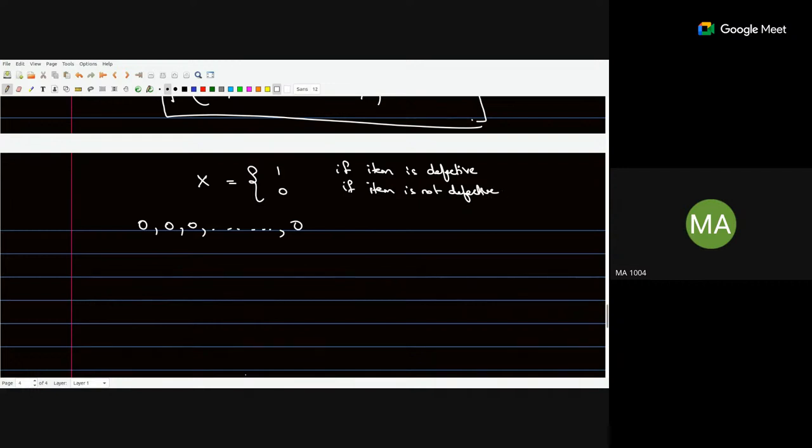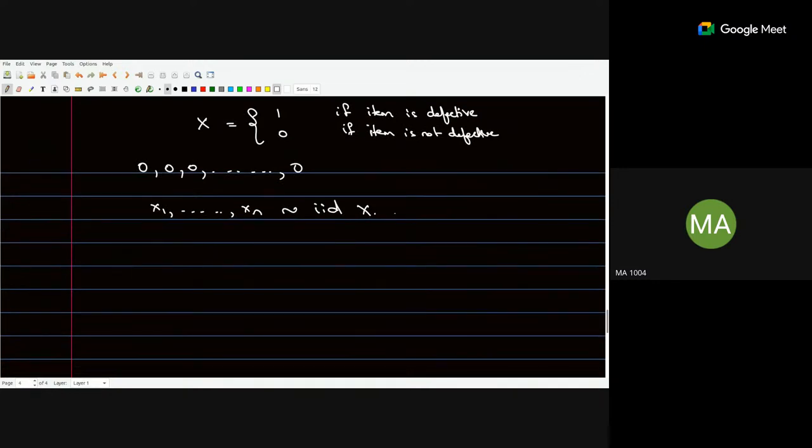so here the observed samples are 0 0 0 0 0. What should I do now? I have x1 to xn which follow iid X. I know this, and I know X follows Bernoulli with some p, and this is what we are trying to estimate, right? Because p gives you the fraction. Actually p gives you the probability that an item is defective. Now, what should I do? Do I have any prior beliefs?